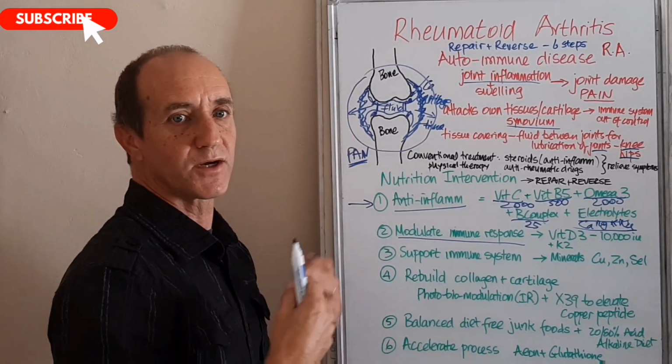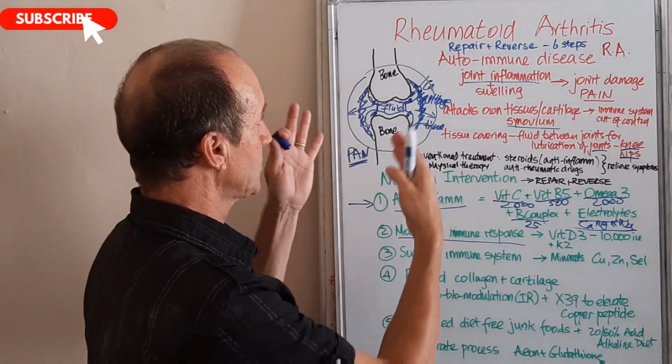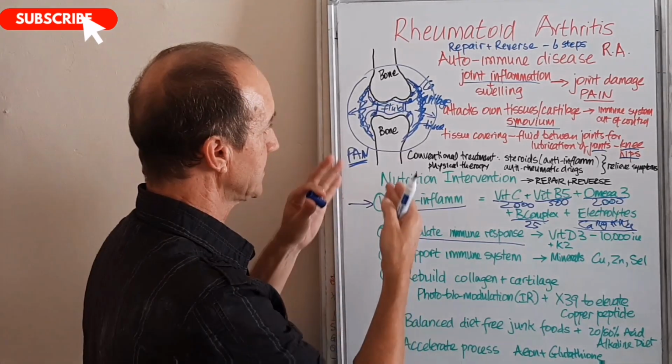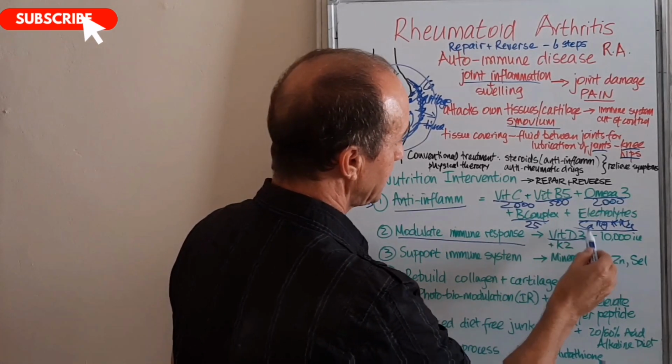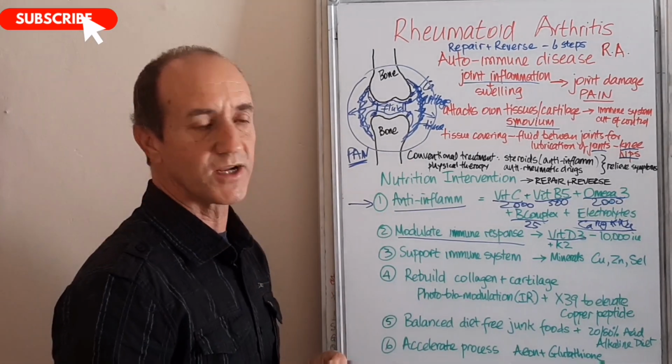The body is responding to the immune system. So how does the body respond to too much immunity, too many T cells, too many B cells attacking the system? That is done by vitamin D3. Usually you'll find the levels of D3 have dropped drastically.